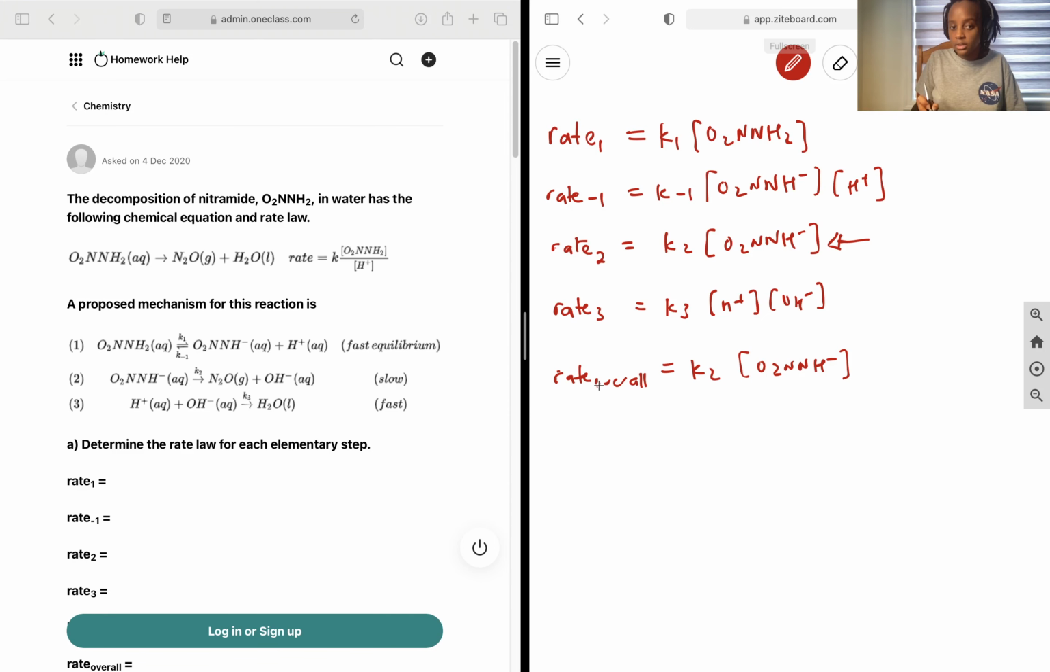But the problem with this answer, and the reason why it does not look like the rate that's given in the equation, is because this is an intermediate. It's a species that is produced and consumed within the reaction, so it doesn't appear in our overall reaction, which means we can't put it in our overall rate law because it's virtual in a sense. We can't measure it during the reaction, and we need to put down things that we can measure.